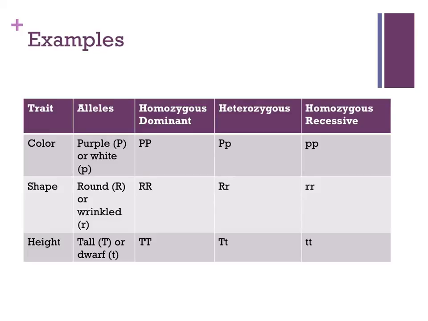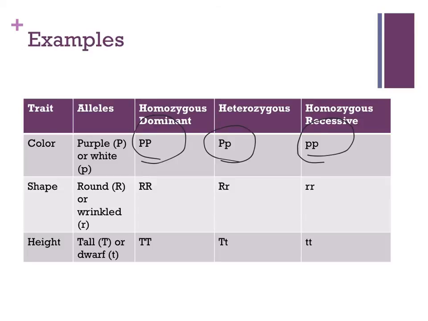You would probably do really well to write this chart down, maybe practice with it. So we have color, shape, and height are traits. Again, remember those are broad categories. The alleles for color are purple and white. We've been talking about that a lot. Those are the versions of that trait. Purple is dominant, white is recessive. So in the homozygous dominant form, we'd have big P, big P. The homozygous recessive form, we'd have little p, little p. And in the heterozygous, we'd have 1 dominant and 1 recessive, so big P, little p.